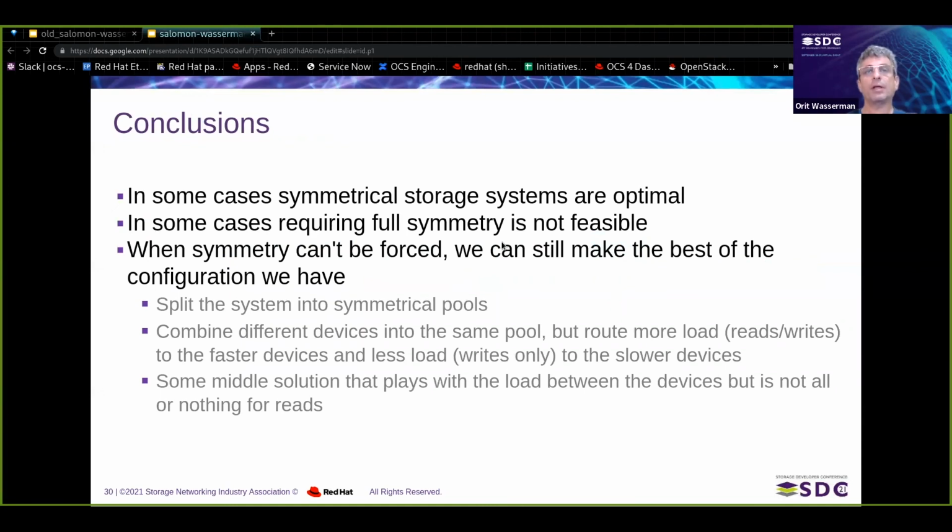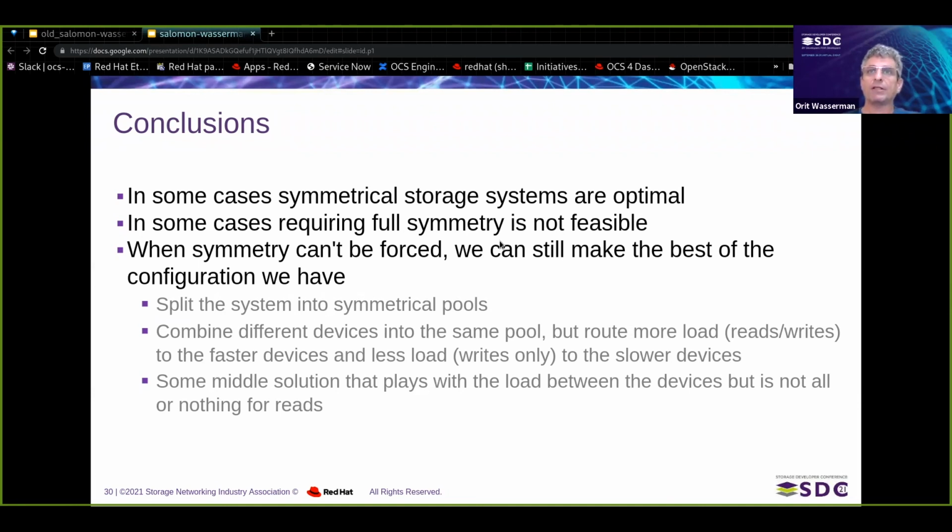So let's conclude. In many cases, symmetrical implementation for distributed software-defined storage systems is optimal. In practice, requiring symmetrical implementation, especially for software-defined storage, may not be feasible, either for financial reasons or for logistic reasons. When the system is not symmetrical anymore, we have multiple choices. We can split the system into multiple symmetrical subsystems, by creating symmetrical pools. This works well, but does not fit all use cases. For example, it does not fit expanding the capacity of an existing large pool.